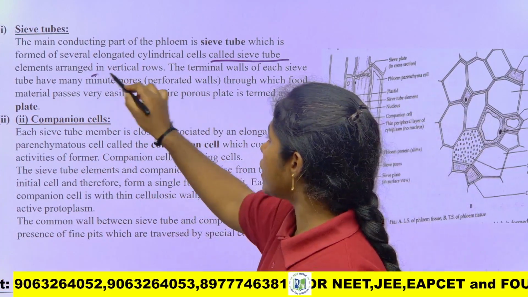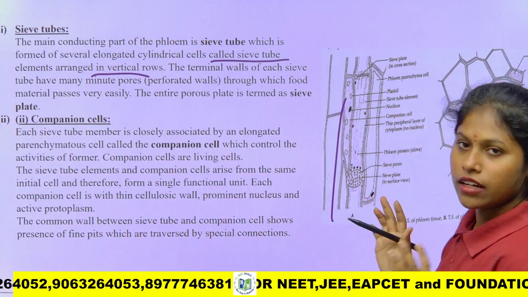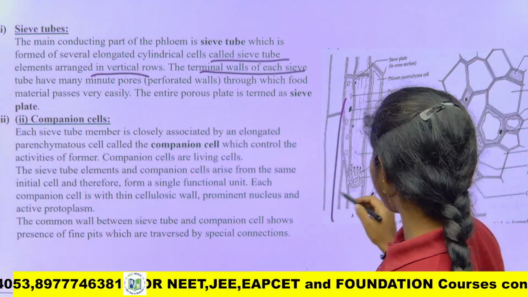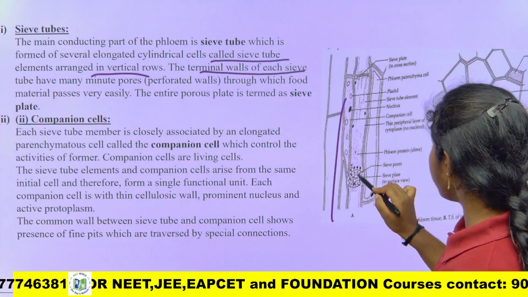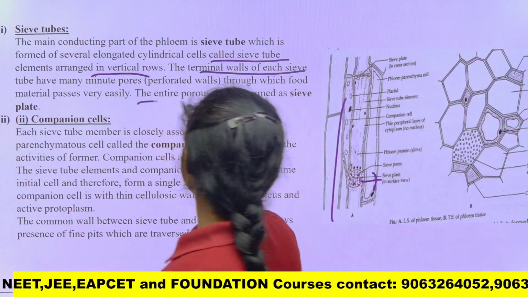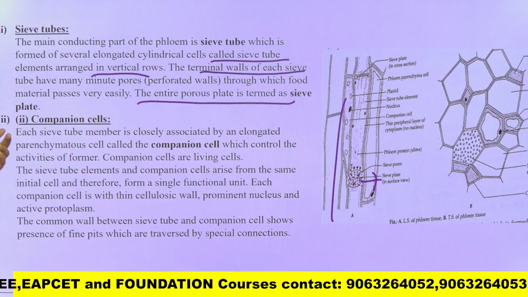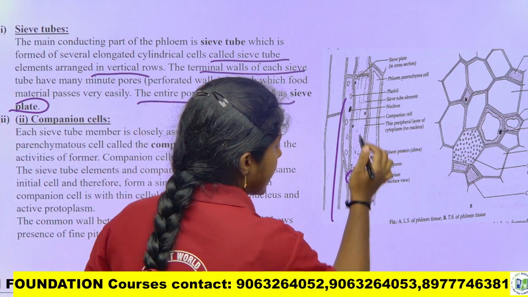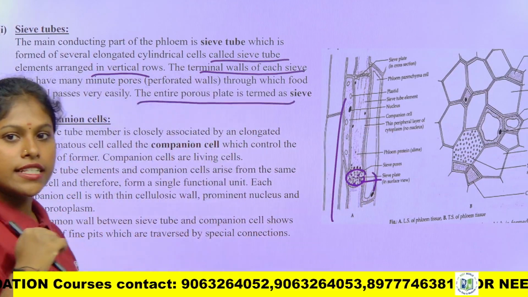They are arranged in many vertical rows, and the terminal wall of each tube has minute pores. See here, that we call the sieve plate. So the entire porous plate is the sieve plate. The porous structure at the end of the sieve tube, we call it the sieve plate.